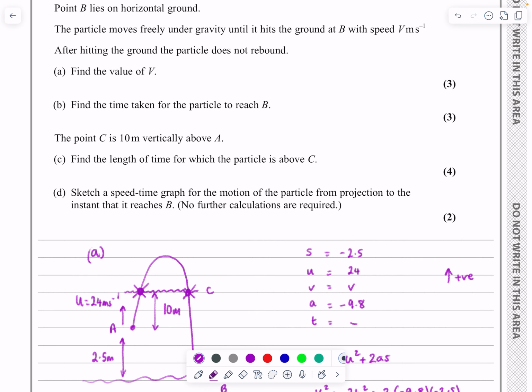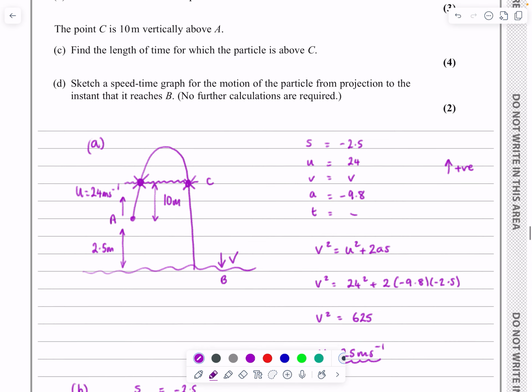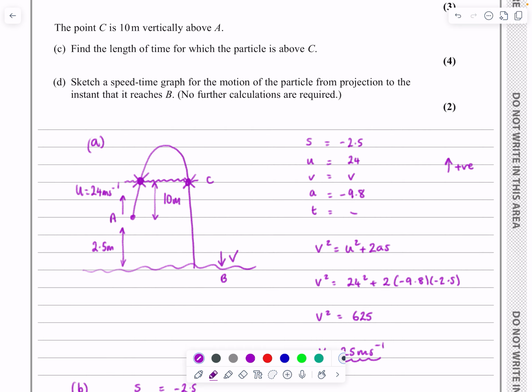Part D, sketch a speed time graph for the motion of the particle, but it says don't do any more calculations. So what I should have is enough information on what we've done already to work out the speed time graph. So let's just have a look at the diagram again and say what's happening. Well, the first thing to remember is that it's a constant acceleration all the way through, or constant deceleration all the way through. So if it's a constant acceleration, then the gradient for the velocity time graph is going to be just a straight line.